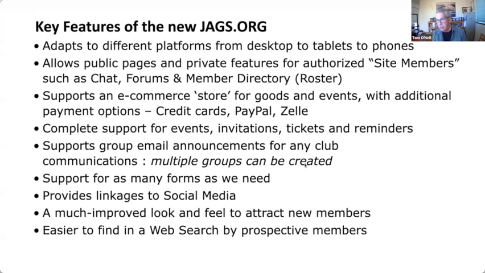It adapts to different platforms, from tablets to phones, and allows public and private areas. The e-commerce store lets us sell, if you will, goods and events with many more payment options: credit cards, PayPal, or Zelle. And for any event or purchase, we do prefer Zelle. It has no fees to either the user or to JAG, so that saves us a bit of money. Every time a payment is made via PayPal or credit card, they do take a few percent out. So if you can use Zelle, it's available with most banking apps or websites, and it's free on both sides. That's a benefit for the club.